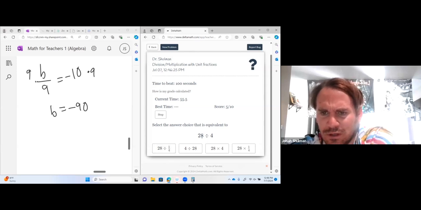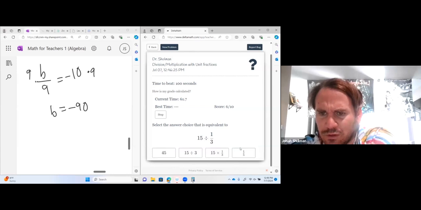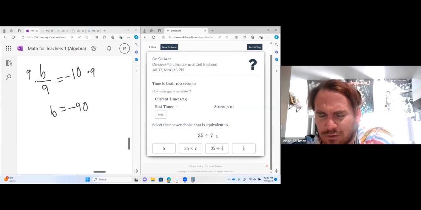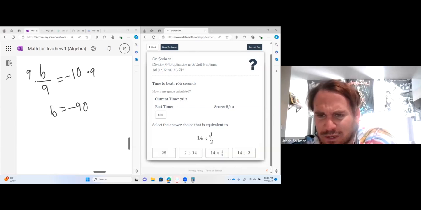Or just the answer. 28 divided by 4 is 7, or the same thing as multiplying by 1/4. 15 divided by 1/3 is the same thing as timesing by 3, 45. 35 divided by 7 is the same thing as multiplying by 1/7, which is 5. 14 divided by 1/2 is the same as 14 times 2, which is 28.